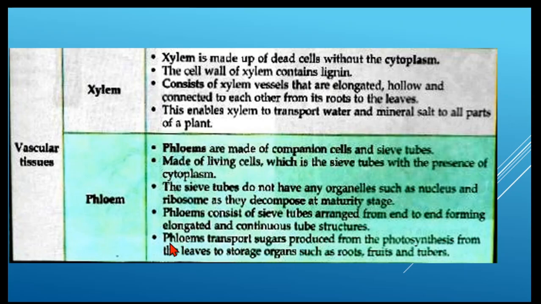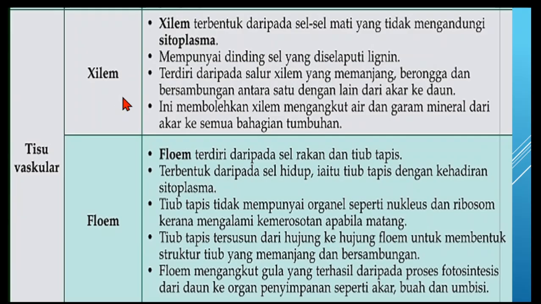Phloem transports sugars produced from photosynthesis from the leaves to storage organs such as roots, fruits, and tubers. So what does this one transport? Product of photosynthesis. Food, right? This one transports water and mineral salt. Alright, this is the Malay version.